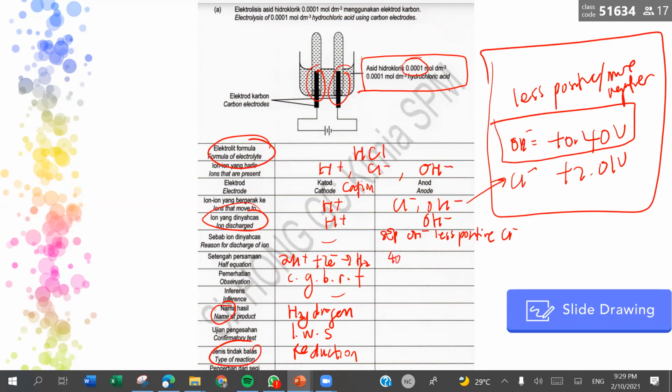4OH minus. Okay. Arrow. Okay. O2 plus 2H2O plus 4e minus. All right. Good job, Shivani.